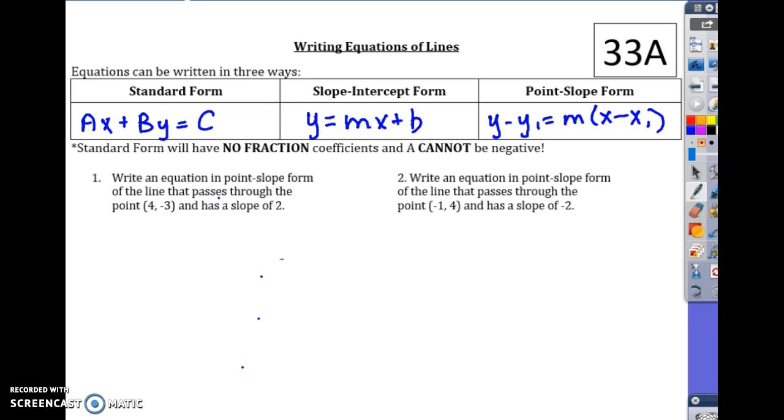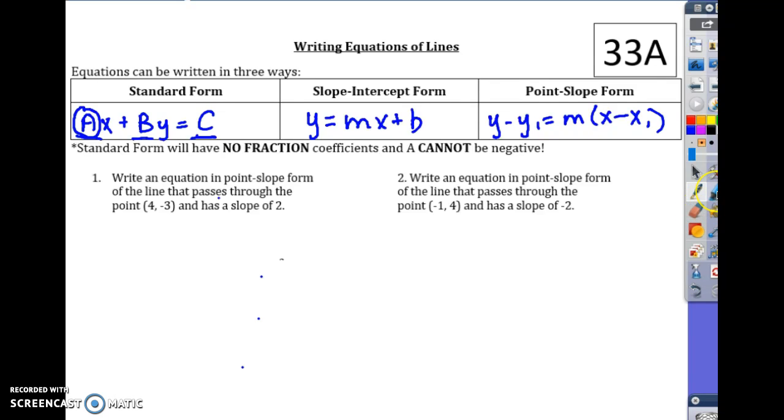Also, more important, I want you to get used to reading the directions. I was finding out from your last assessment, you're not really reading the directions all the time. So if I look at standard form, it does say that standard form will have no fraction coefficients. So a, b, and c will not be fractions, and only a, the leading coefficient, cannot be negative. So we're going to do a little bit of work with that.